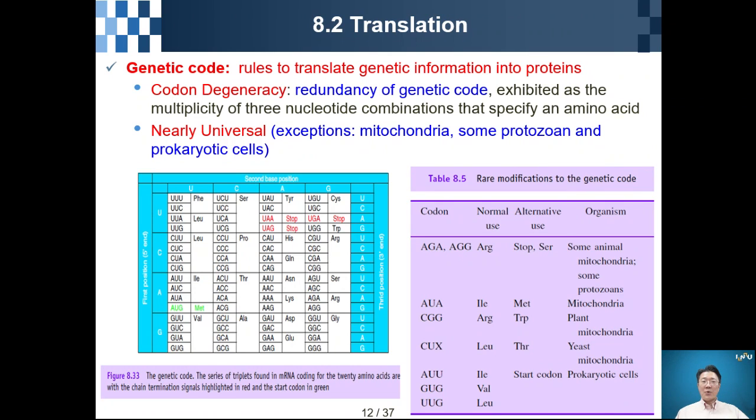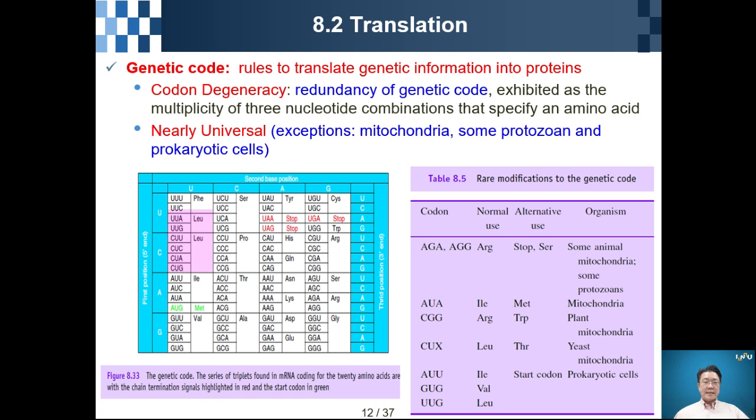So in this slide, I'll explain two more special characteristics of the genetic code. The first one is codon degeneracy. The second one is that the genetic code is nearly universal. However, there are some exceptions. Okay, let me start with codon degeneracy. Codon degeneracy means that the redundancy of the genetic code is exhibited as the multiplicity of three-nucleotide combinations that specify an amino acid. Let me show you one example.